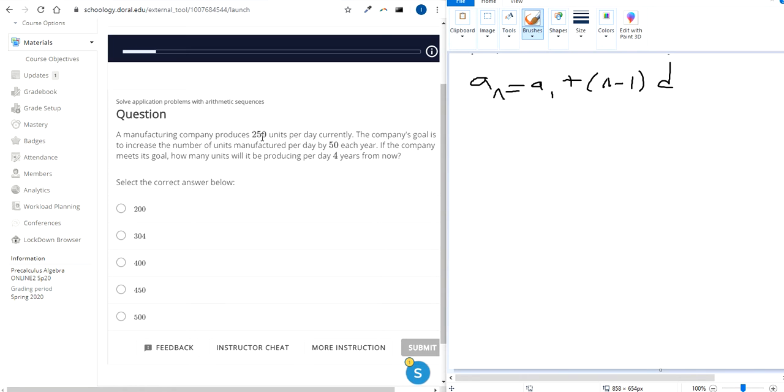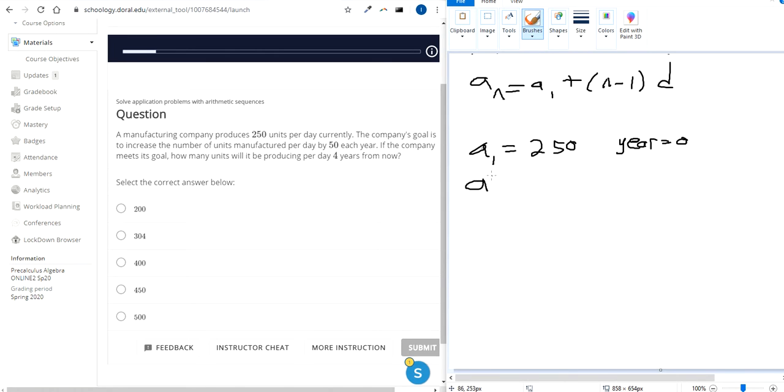A manufacturing company produces 250 units per day currently. So I'd say that's the first term of our sequence, okay? Then the company's goal is to increase the number of units manufactured per day by 50 each year. So this is year 0, kind of. We haven't gone anywhere in time.